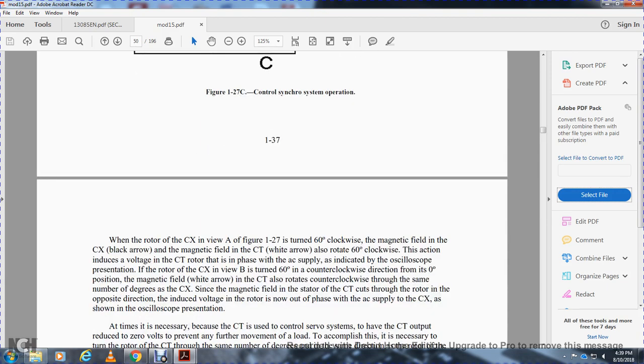When the rotor of the control transformer is turned 60 degrees clockwise in figure 127, the magnetic field of the control transformer, the black arrow, and the magnetic field of the control transformer, the white arrow, rotate 60 degrees clockwise.